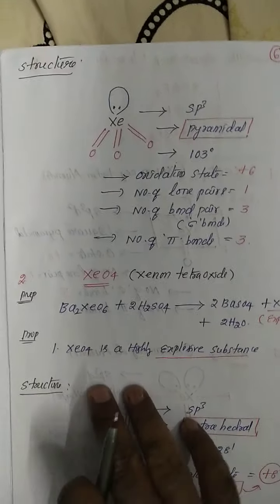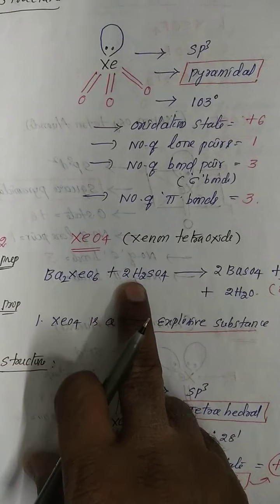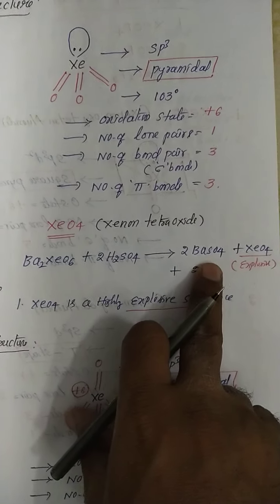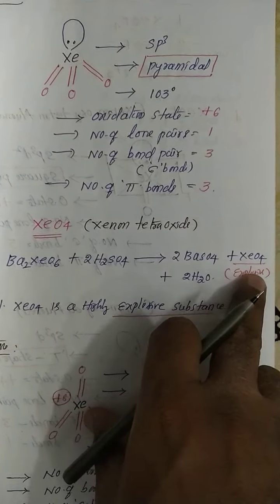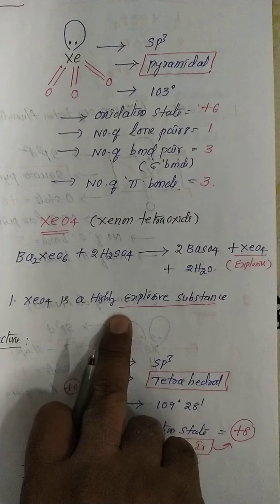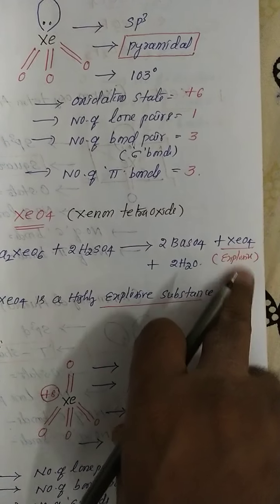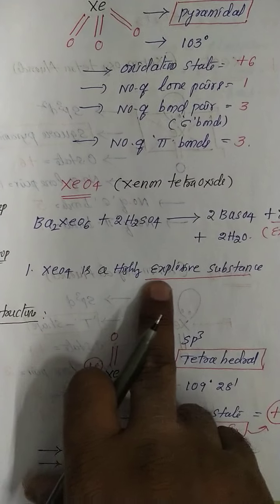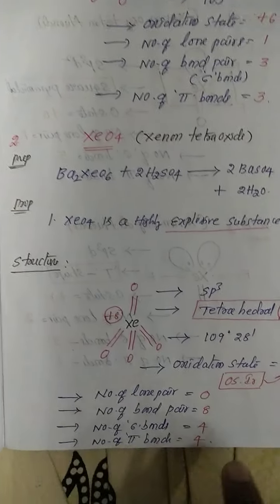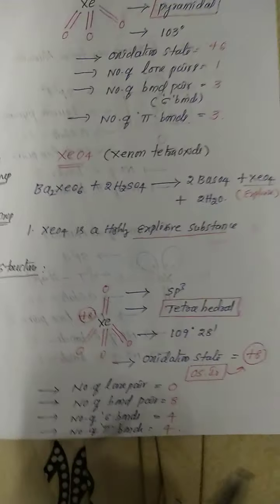Now xenon tetroxide. Barium xenon hexoxide plus sulfuric acid is added, and barium sulfate and xenon tetroxide are formed. It's a highly explosive compound compared to xenon trioxide. Both of them are explosive compounds, but xenon tetroxide is a highly explosive substance. So now the structure here, very important structure.